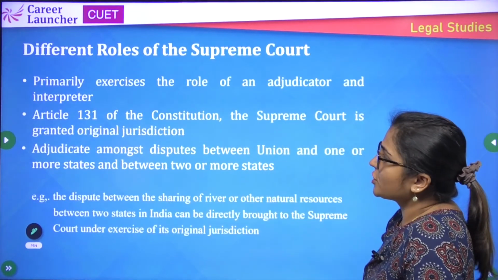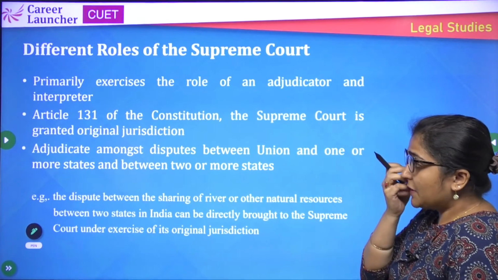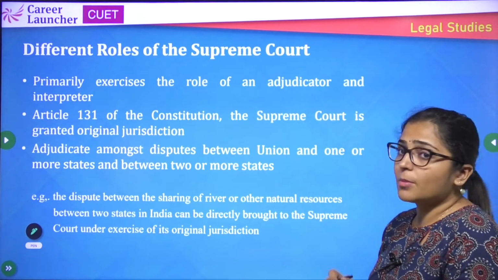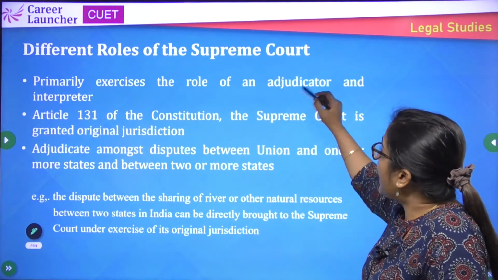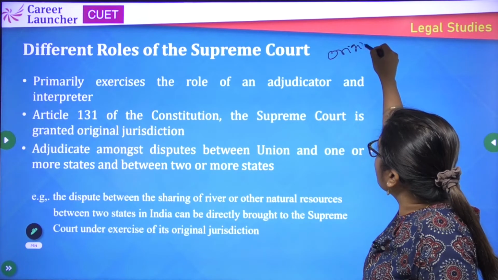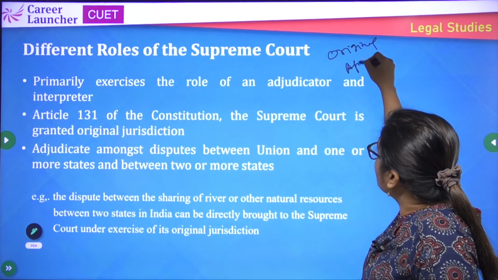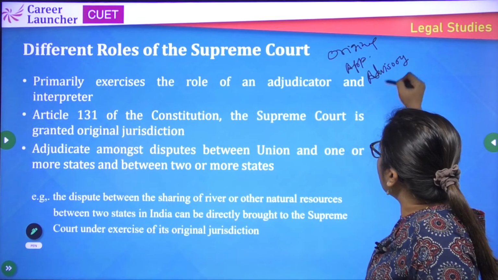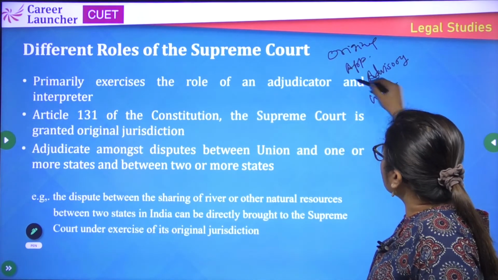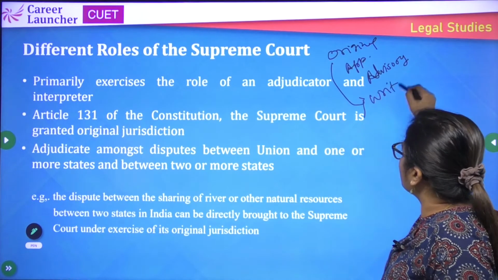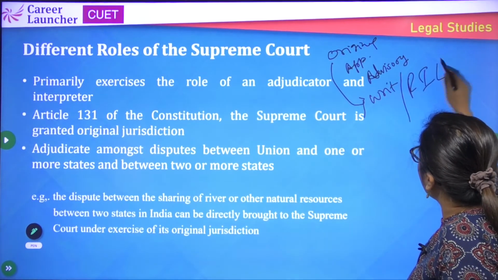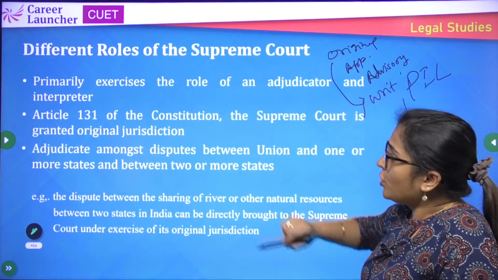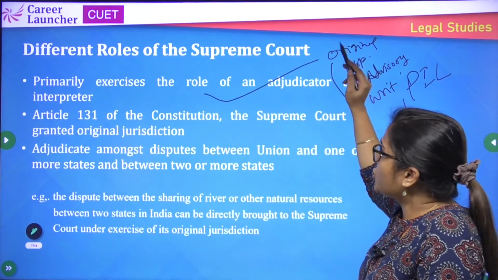Then the different roles of Supreme Court. So here basically we are talking about the jurisdiction of Supreme Court. When we talk about the jurisdiction of Supreme Court, it can be divided as original jurisdiction, appellate jurisdiction, advisory jurisdiction, and writ jurisdiction, which generally forms the category of original jurisdiction, or for that matter we can also talk about PIL, which is the public interest litigation. So primarily it exercises the role of an adjudicator.